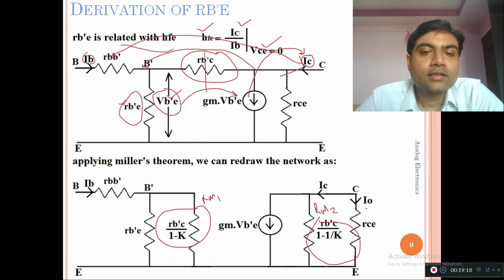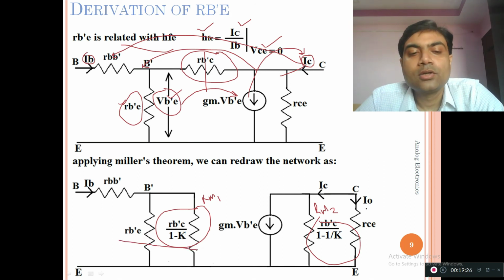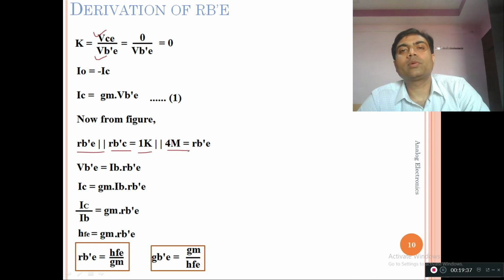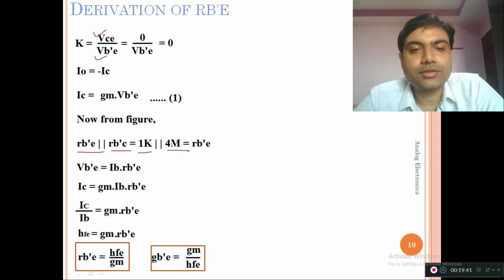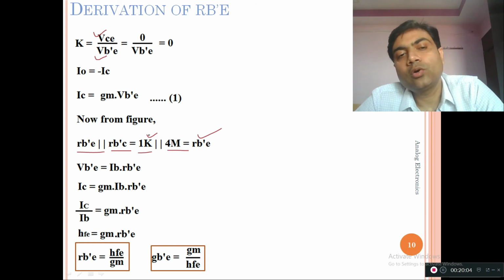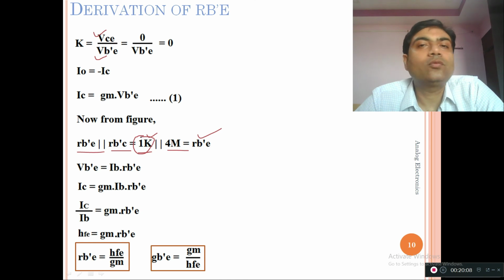Now we can see from the figure that at the input terminal, RB'E and RB'C upon 1 minus K are in parallel. So we have to go for the parallel calculation, and in the first lecture I have already told you that RB'E is measured as 1 kilo ohm and RB'C is measured as 4 mega ohms. These are the standard values we discussed in the first lecture. When we analyze resistors in parallel, the lower value always comes out as the approximate value for the overall analysis. So if you analyze the parallel value of 1 kilo ohm with 4 mega ohms, ultimately the answer is about 1 kilo ohm. So we are ignoring the value of RB'C and taking the value of RB'E.